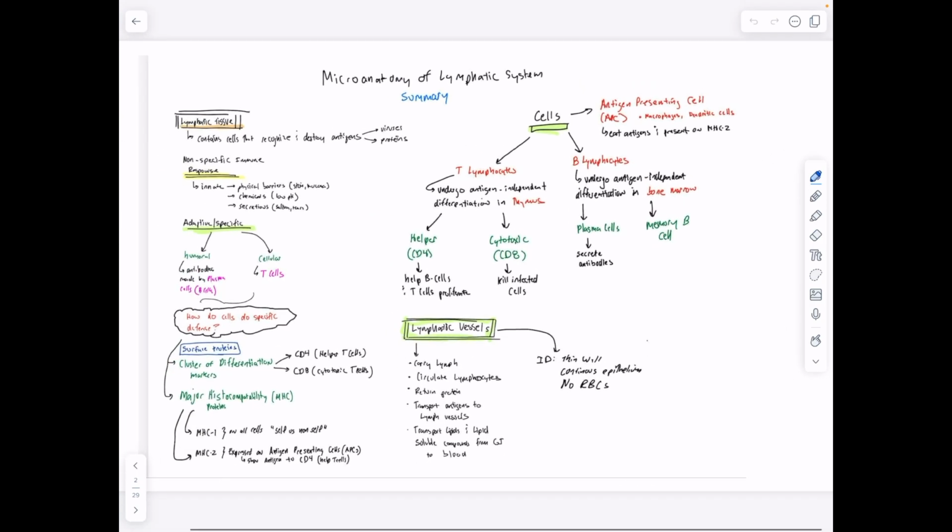We have our antigen-presenting cells, which are going to be our macrophages, basically the phagocytic cells that will take advantage of major histocompatibility proteins, the MHC2. They'll eat the antigens and present them on the MHC2 to our helper T cells, which can then activate cytotoxic T cells or activate our B cells to become plasma cells.